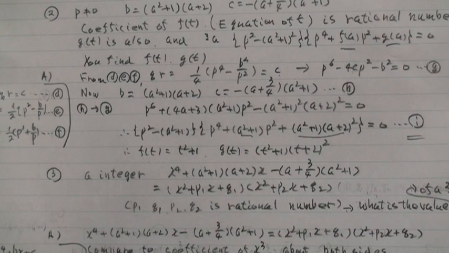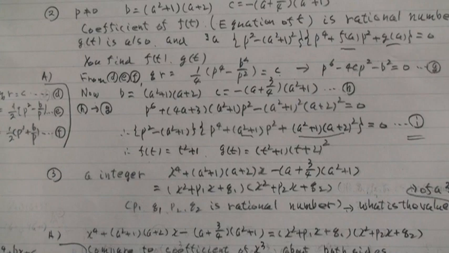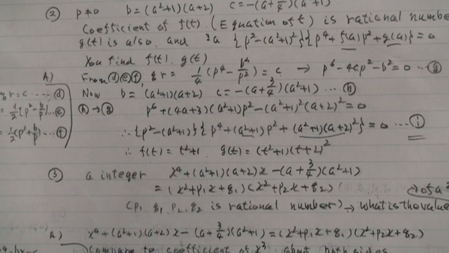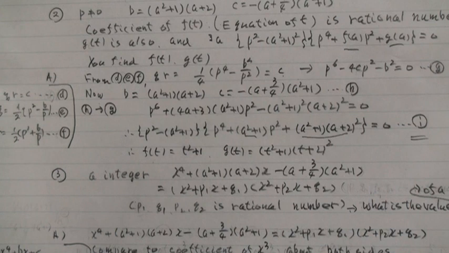From D, E, F, and qr equals q times r, which equals c. Then p^6 - 4c p^2 - b^2 equals 0, point G. And now b equals (a^2 + 1)(a + 2), c equals -(a + 3)/4 times (a^2 + 1), point H. Substitute H into G, and then we get this equation.